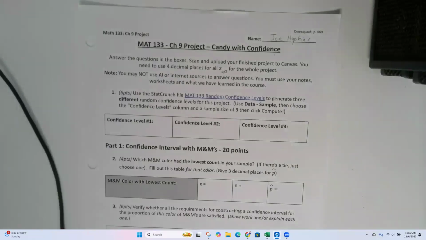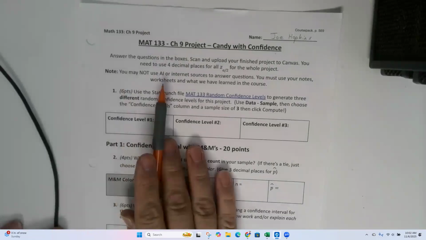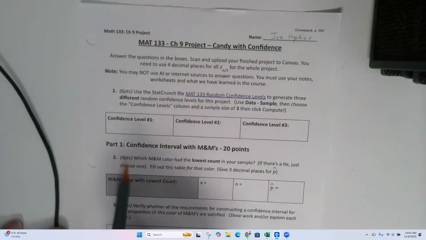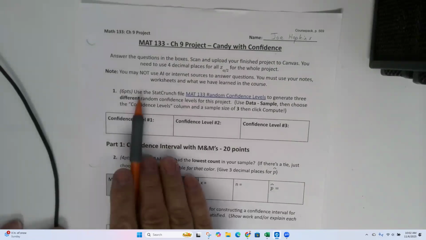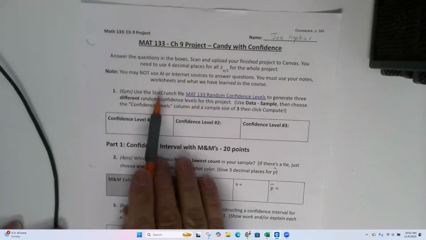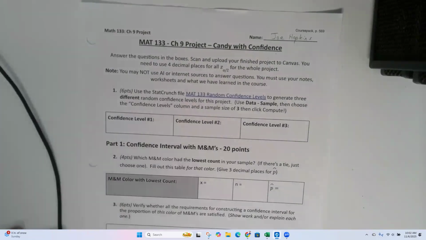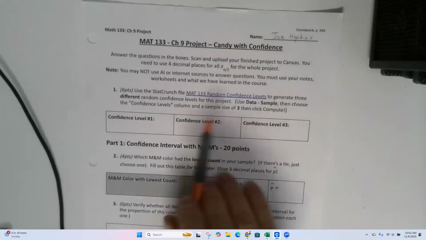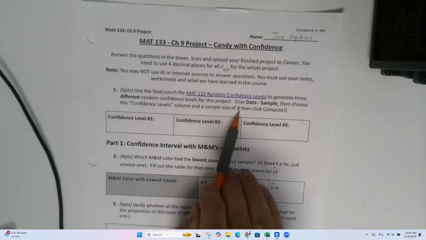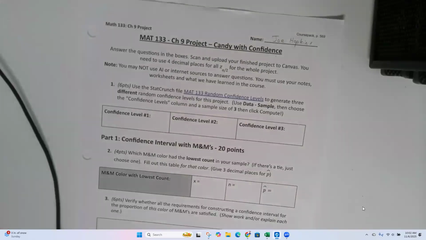For these, we need four decimal places. All right. So, using the StatCrunch file that we have that has random confidence levels, we want to get three different confidence levels to use for this project. Okay. One's going to be for M&Ms, one's for Skittles, and then one's going to be for revisiting the M&Ms, the sample size stuff. So, what you'll do is you go to data, sample, and then you'll do a sample size of 3, and it'll pick 3 random numbers for you.